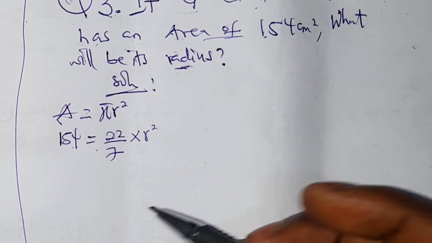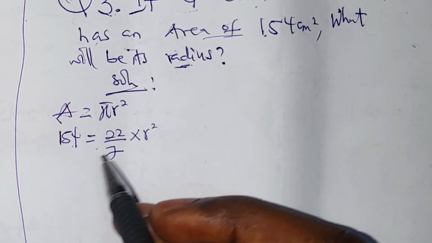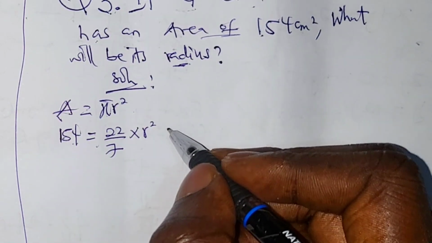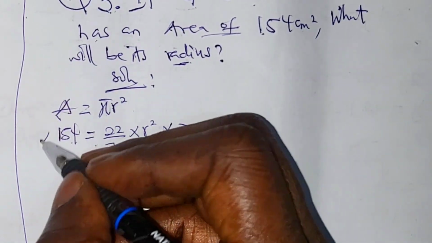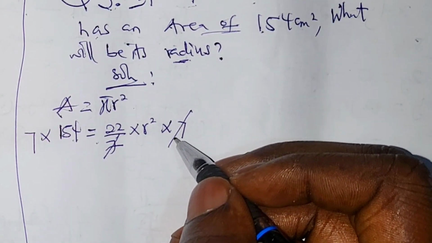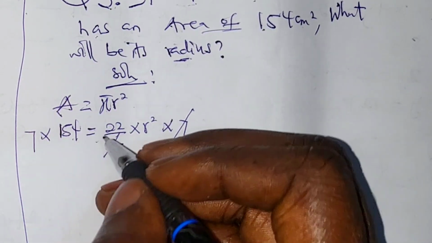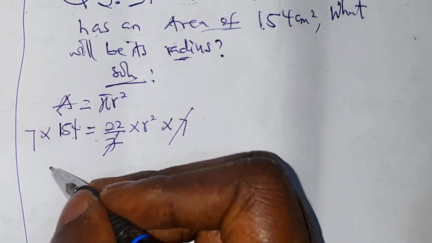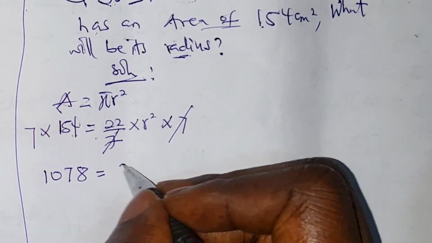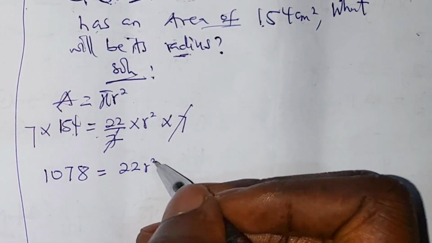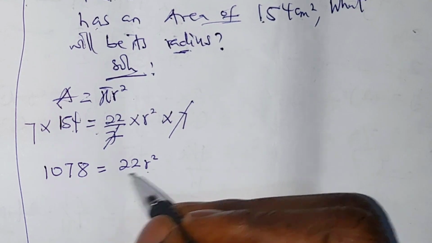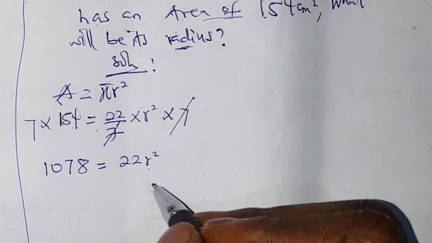Now the first thing I'm going to do is multiply through by 7 because I want to get rid of the denominator here, and it's an equation, so you can do that. If I multiply here by 7 and I multiply here also by 7, this 7 takes care of this 7, and I'm going to have 154 multiplied by 7, which gives me 1078 is equal to 22 r squared. Now the next thing we have to do is divide both sides by the coefficient of our variable, which is the r squared.